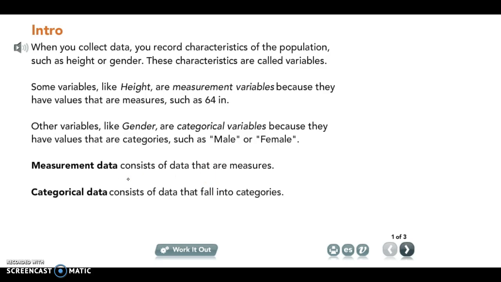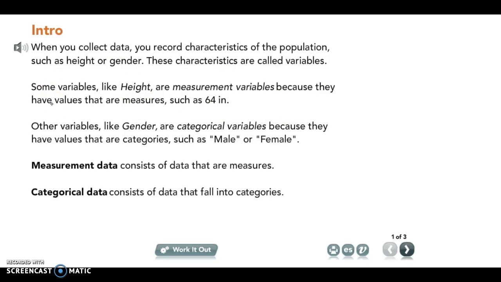And then it asks you for some examples. Some examples are going to be things like measurement. So you could say I'm 64 inches tall. You could say for age I am 8 years old. You could give that type of information for measurement data.